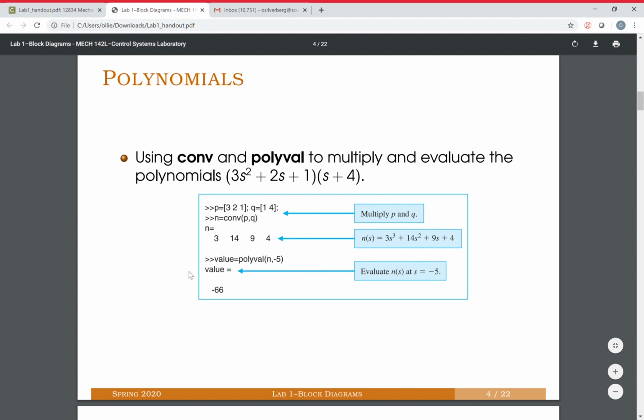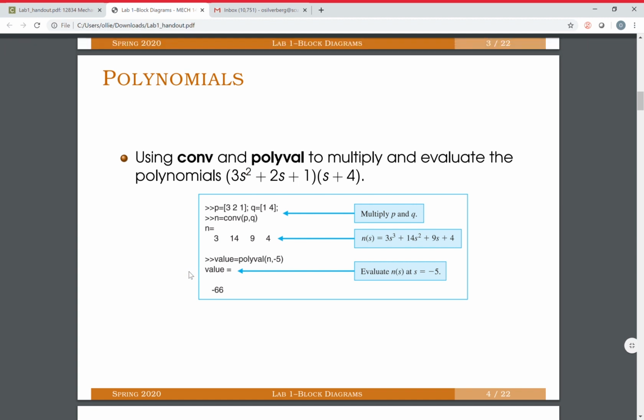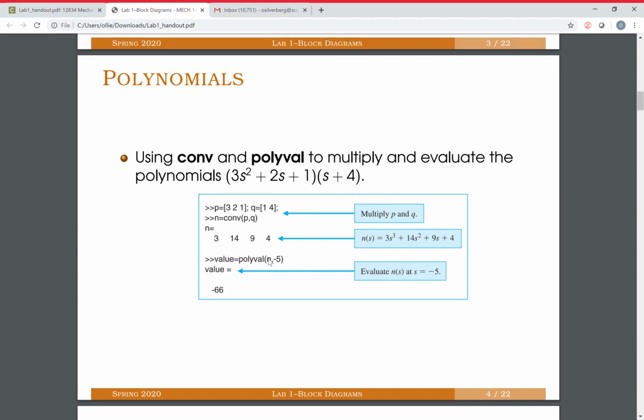Okay, so then if we want to plug in a value for s into a polynomial, let's use n here, then we can use the polyval function. So if we want to plug in -5 for s into the n polynomial, which is here, then we'll get -66. And note that we're using s instead of t, and that's because we're using the frequency domain. So s is going to be units of frequency, so usually radians per second.